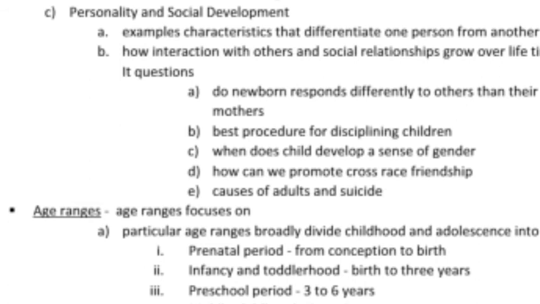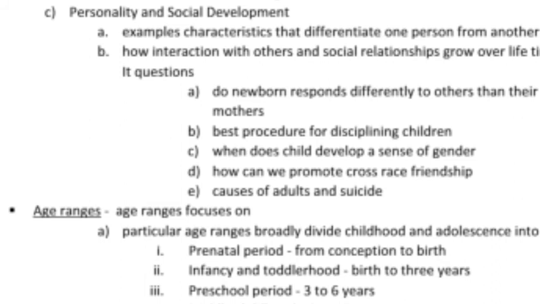And they also try to find, when does a child develop a sense of gender, means at which age a child develops a sense of gender. And also they try to know how we can promote cross-race friendship, means if one child is from one race and another is from another race, then how can we promote friendship among them. And the causes of adolescent suicide, that if an adolescent commits suicide, then what are the causes of that.